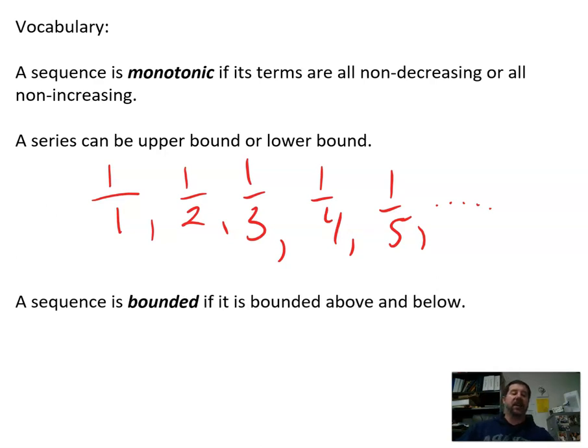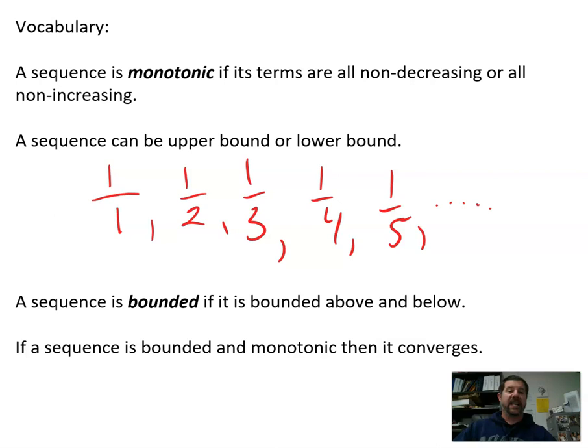I just realized right there, again, I have to be careful. I said series is bounded. I meant sequence is bounded. Also, when I recognized that mistake, I noticed I put series up here instead of sequence, so I'm going to go and fix that. But here we're talking about sequences. So if a sequence is bounded above and below, then we say it is bounded.